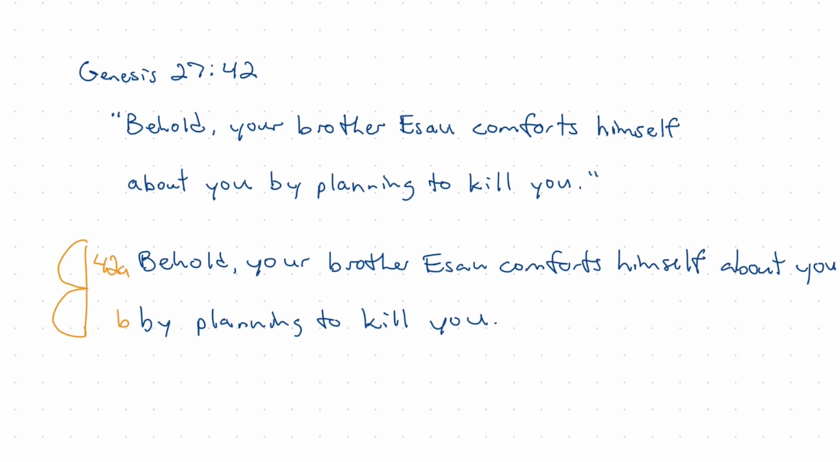So we're going to label these within the arcs, AC, MN, and then draw one arc over the top. Action, manner. Action, behold, your brother Esau comforts himself. How? By planning to kill you. And that's an example of arcing action and manner.